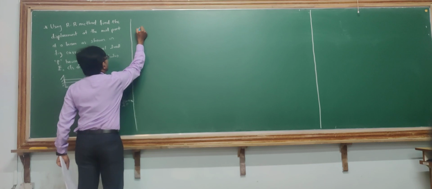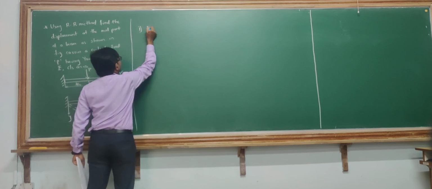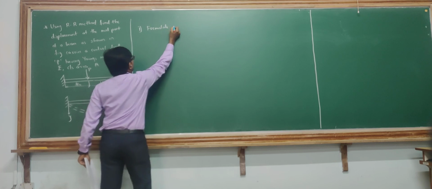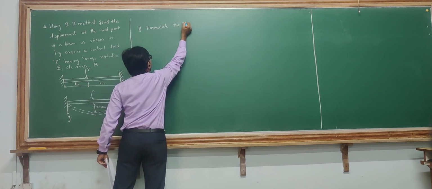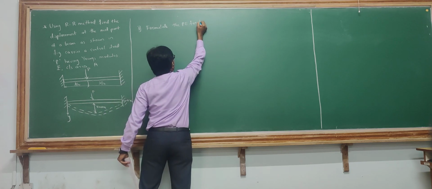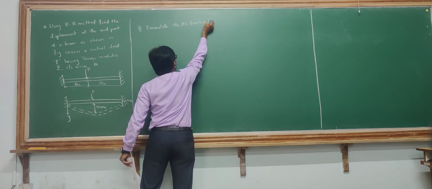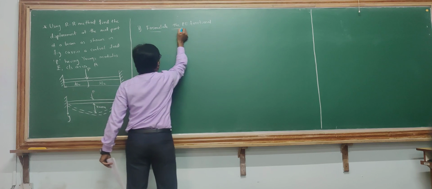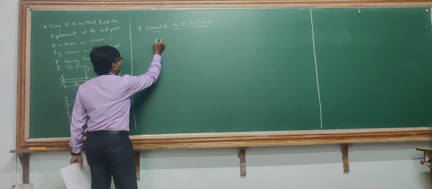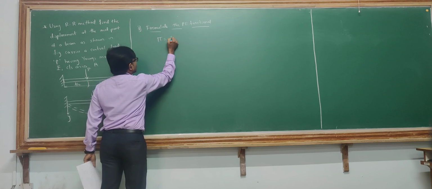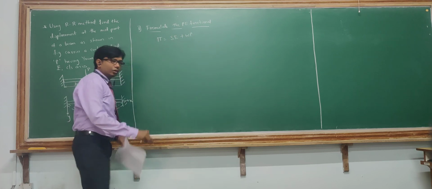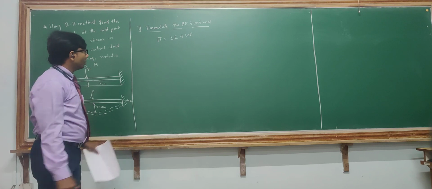So already we know that the first step is to formulate the potential energy functional. So first we will be doing that. We already know what the potential energy functional is. Pi is equal to strain energy plus work potential.